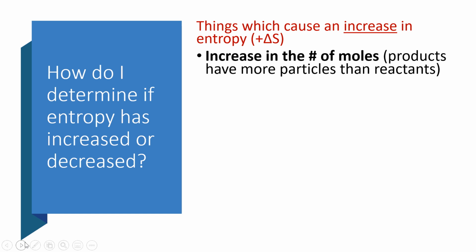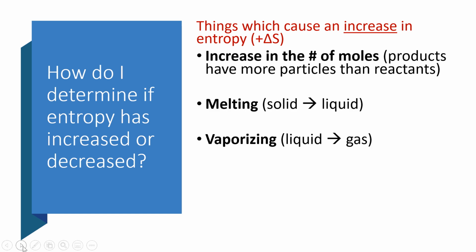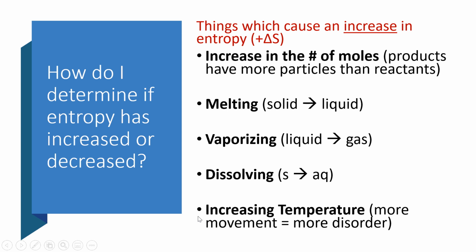Here's an overview of things that will cause an increase in entropy in a chemical reaction or process. One would be if you increase the number of moles. If you have more particles of products than you do reactants, that's going to give you more possible locations for those particles to be, more possible arrangements. So that's going to cause an increase in entropy. Changing the state of matter will cause an increase in entropy, going from a solid to a liquid or a liquid to a gas. Going from solid to aqueous will also increase your disorder and increase your entropy. And then increasing the temperature. Remember, we said 0 degrees Kelvin was 0 entropy. So as you increase the temperature, the particles move around more. There's going to be more possible arrangements, more disorder. So that will increase the entropy.